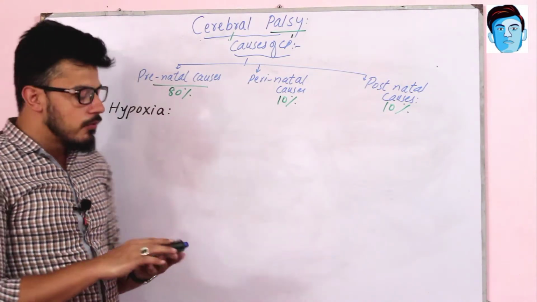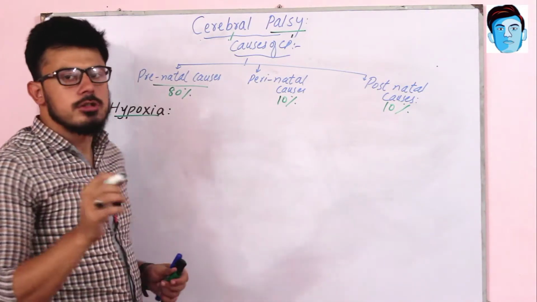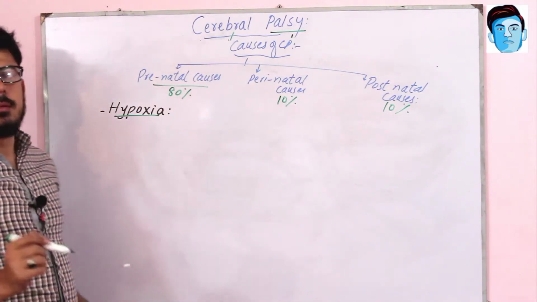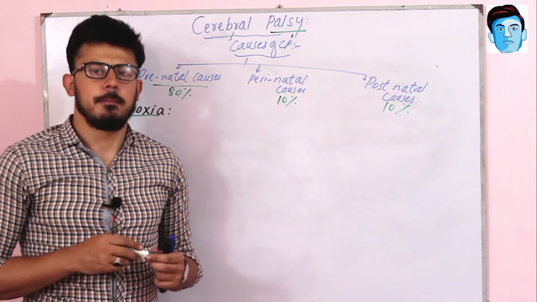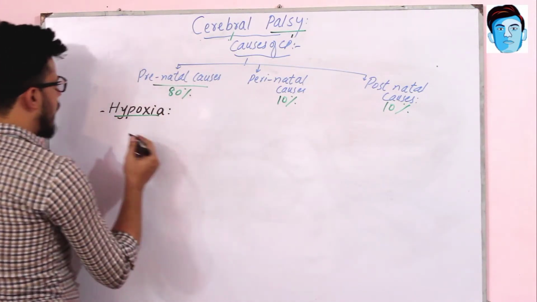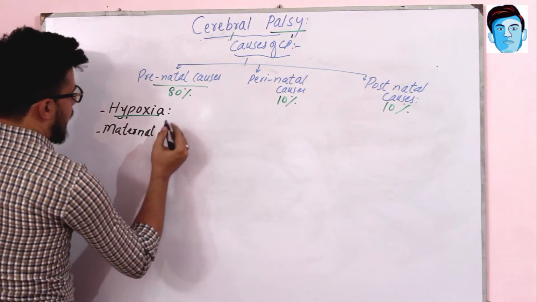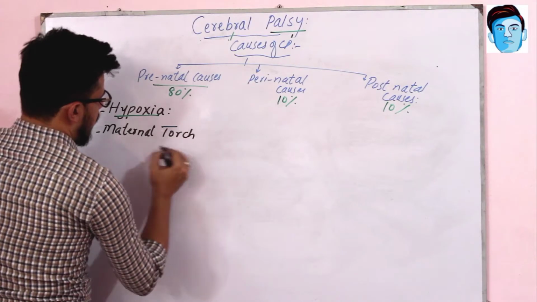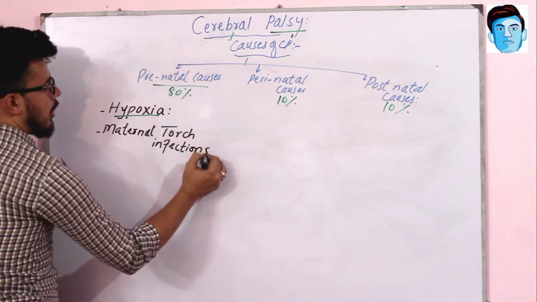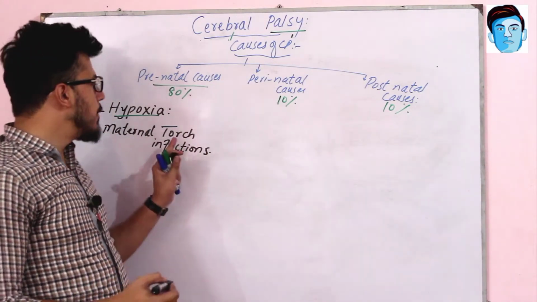It is always very important to know the most common cause of cerebral palsy. So the answer is hypoxia. Hypoxia is the most common cause of cerebral palsy. Also, certain other causes are included, like maternal TORCH infections, like toxoplasma gondii infections. Certain other agents may be involved in it.